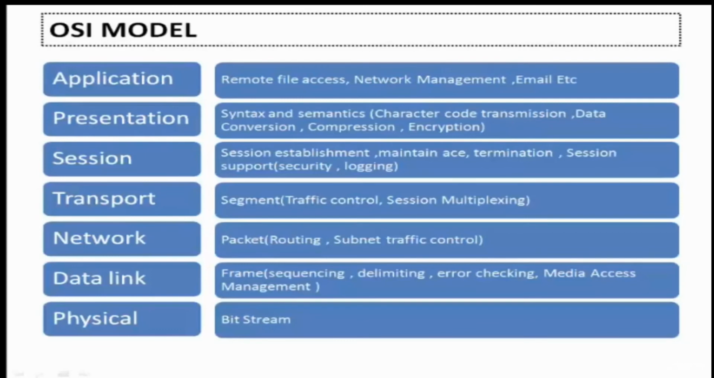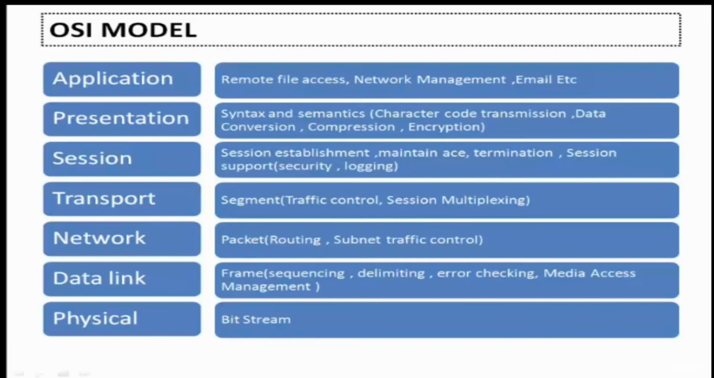The OSI model was made by ISO. In the OSI model there are 7 layers. The last layer is the physical layer, then the data link layer, network layer, transport layer, session layer, presentation layer and application layer. The physical layer is the lowest level. In that layer the data is in the form of bits. In the data link layer the data is in the form of frames.